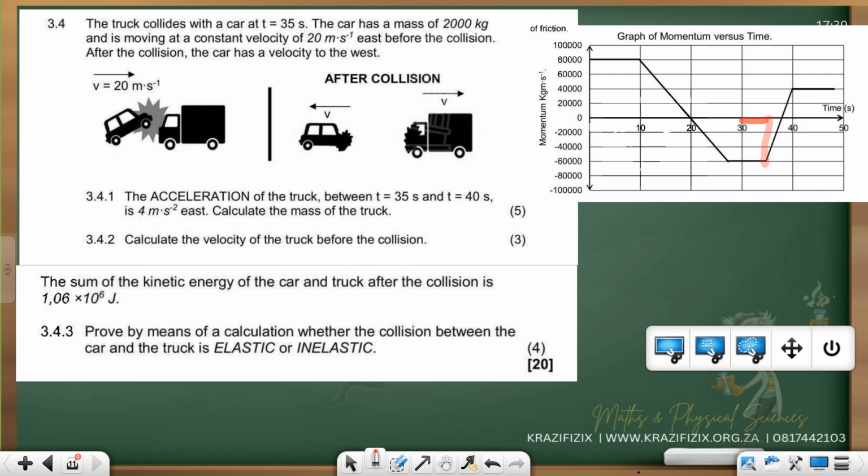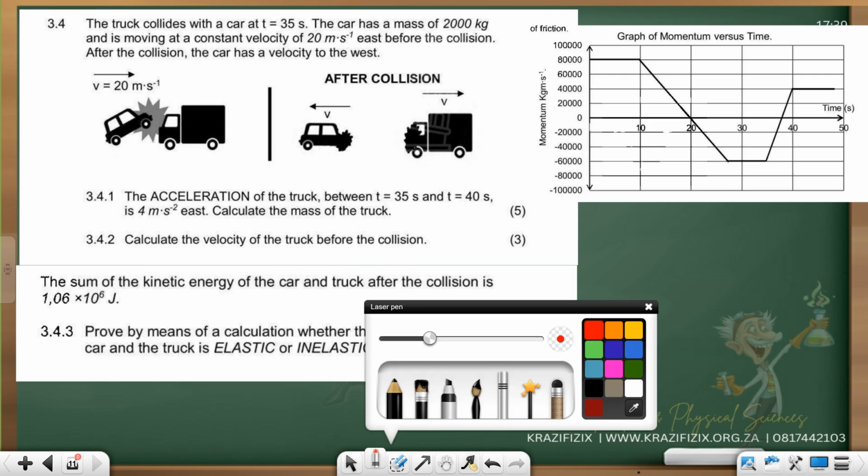The car has a mass of 2,000 kilograms and it's moving at constant velocity of 20 meters per second east before the collision. After the collision, the car has a velocity to the west. All right. Okay, so we have a diagram that looks like this. The truck moving that way, the car colliding with that. The acceleration of the truck between T35 and T40 is 4 meters per second east. Calculate the mass of the truck, then calculate the velocity.